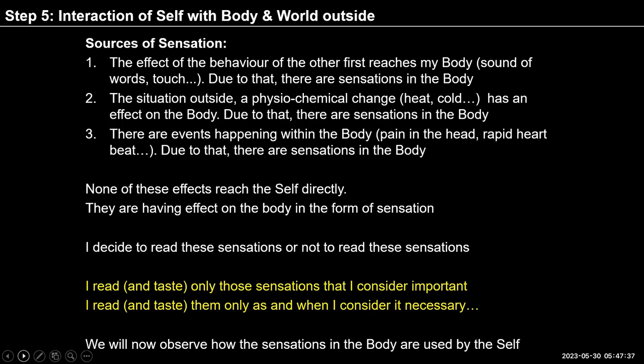So when we said sensation, one form of sensation can be the effect of the behavior of another person on me. For instance, somebody says some words. That sound reaches my body, the sound of the words. Due to that, there is some sensation in the body. Or I look at someone, so there is a reflection of the image in my eye. That is also a sensation. So like that, there are sensations in the body due to the effect of another person.